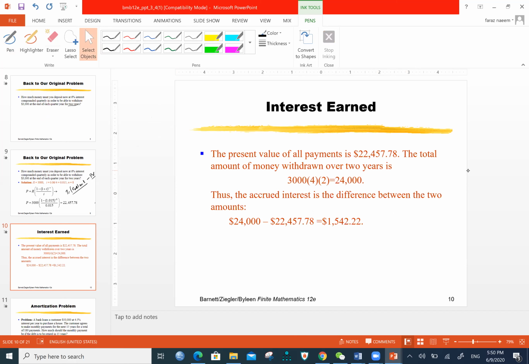The present value of all payments is 22,000. The total amount of money withdrawn over 2 years is 24,000. Thus the accrued interest is the difference between the two amounts. Is that clear now? Not the interest rate, but the interest, the difference between what you have now and what you gave. Oh, okay, I get that. Sorry, I thought you meant interest rate. No, interest. Okay.